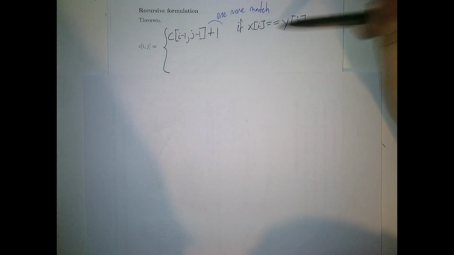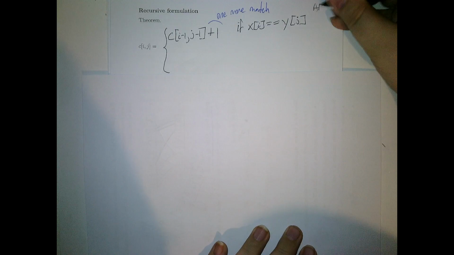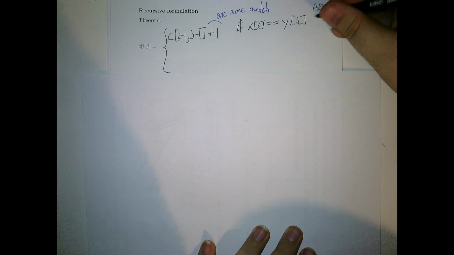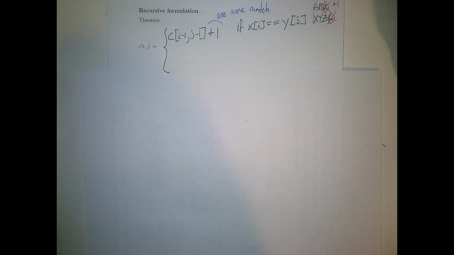If the two characters at the end of the two strings match, right? If I have A, B, C, and if I have X, Y, Z, C, right? If they both end in C, then I can peel off the C's and I can try and match the remaining stuff, right? And I'll add one more match to the best I can do in matching the remaining junk.